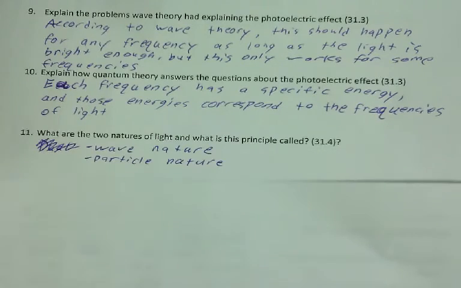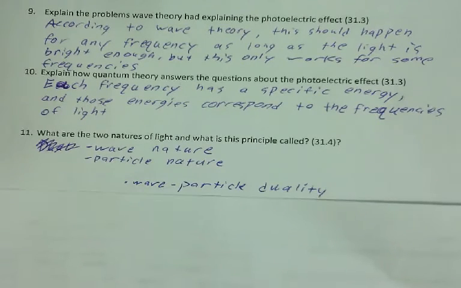All right, number 11. What are the two natures of light, and what is this principle called? So the two natures are wave and particle, and it's called wave-particle duality. Basically, it means it's a wave and a particle at the same time, which is weird, but that's what it is.